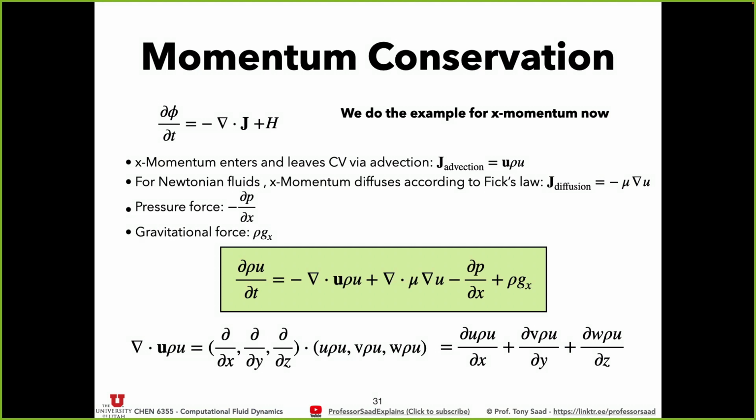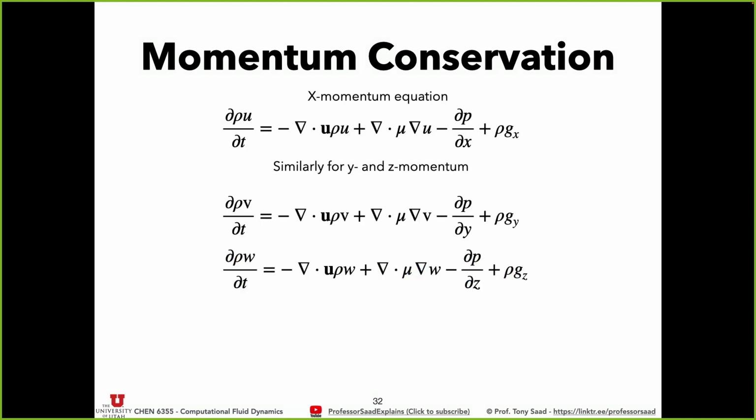Similarly for y and z momentum, all you have to do is replace the meaning of phi. You have rho u here, you have rho v, dp by dy, rho gy. Same thing for z momentum. There you go, Navier-Stokes.